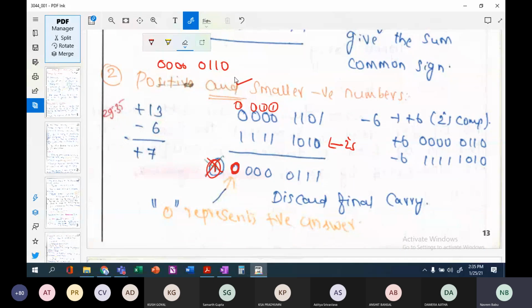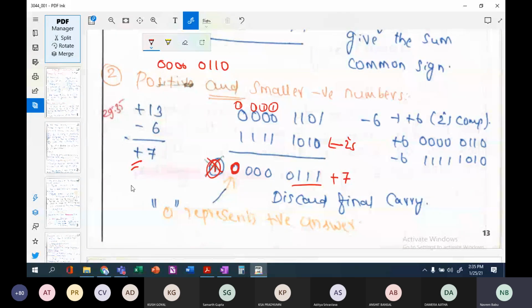If you have a positive number and a smaller negative number, as an example here, 13 minus 6, obviously this is going to be a positive number, and here you are also getting the answer as 0, indicating that your result is a positive number. And what is 111? This is equivalent to plus 7. Why did I write plus? Because I am having 0 here, indicating that this is a positive number.